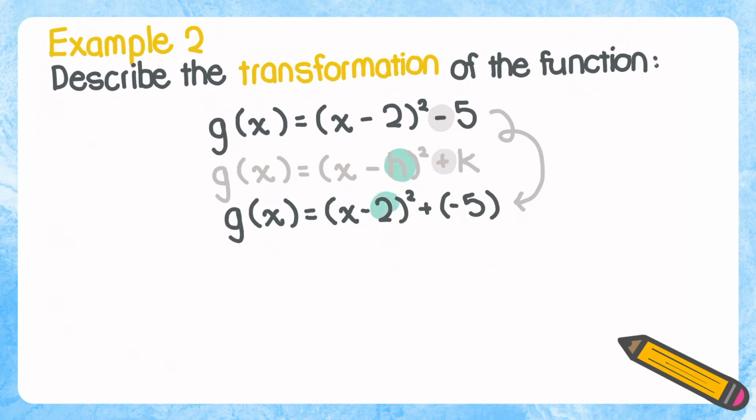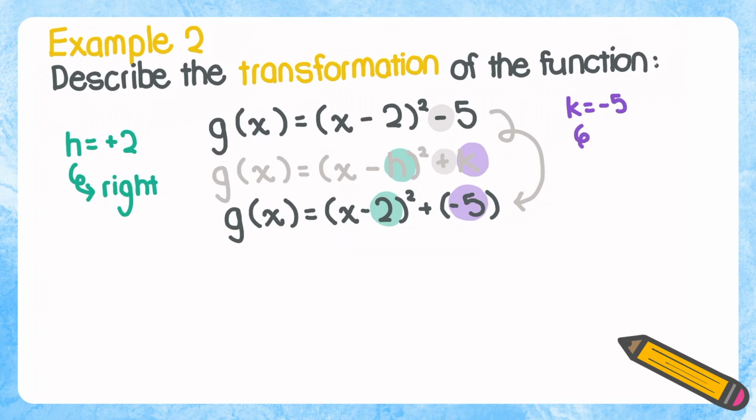Now we can identify h, which in this case is positive 2. So we would move to the right. And also k, which in this case equals negative 5. So we would move down. Again, h gives us our horizontal movement and k gives us our vertical movement. So let's go ahead and now provide a description.